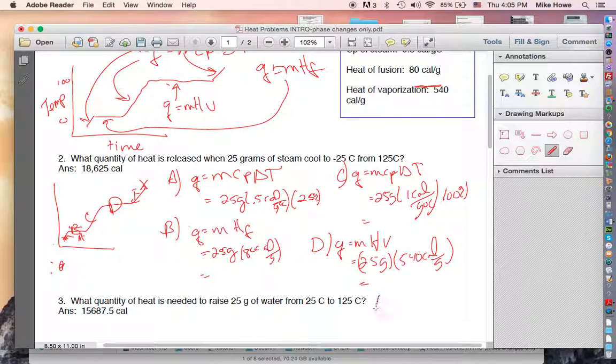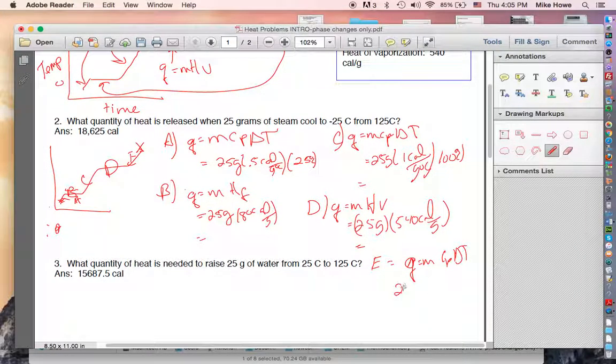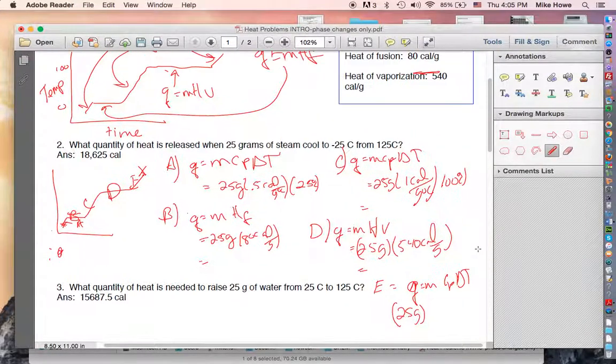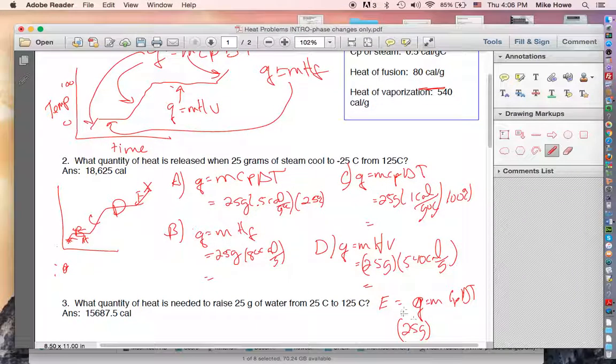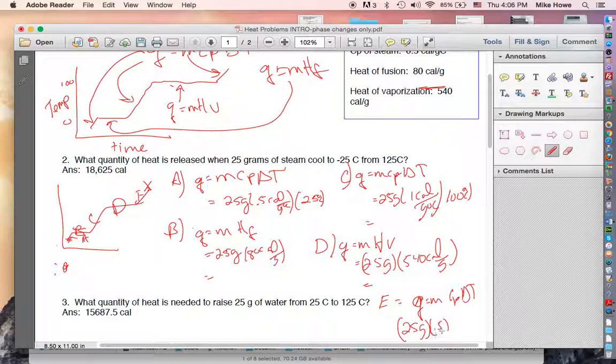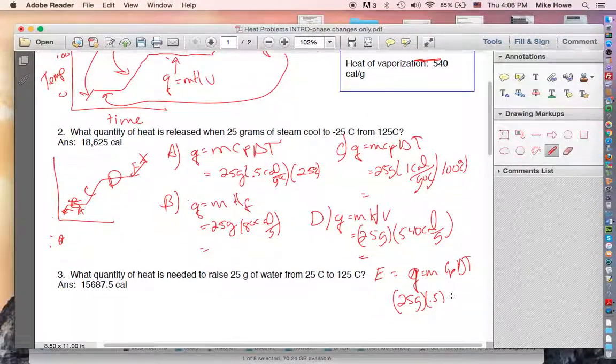So in part E, we've got a temperature change again. So E would be Q equals mCp delta T. So the mass would be 25 again, didn't change. The Cp would be 0.5 because we're up in the steam range. And the change in temperature, now we were at 100 before. Remember, we're up here, it's 100 degrees. We're going up to 125. So how far is it from 100 to 125? That's 25 degrees. That's calories per gram degree C.